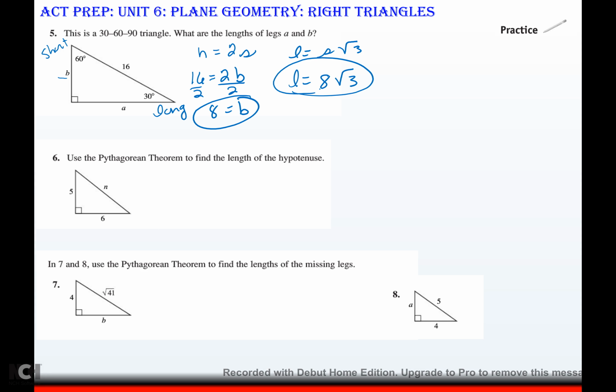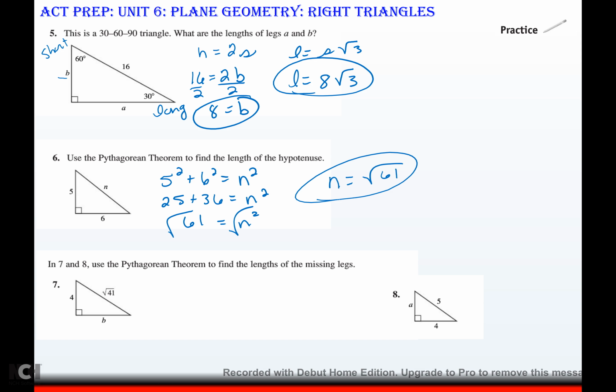Okay, Pythagorean theorem to find the length of the hypotenuse is leg squared plus leg squared equals hypotenuse squared. That's 25 plus 36 equals n squared. That's 61 equals n squared. Square root, square root. 61 is prime. You can't break it down. So we could go decimal, but unless they ask for a decimal answer, you leave it radical, which would just make my hypotenuse the square root of 61.